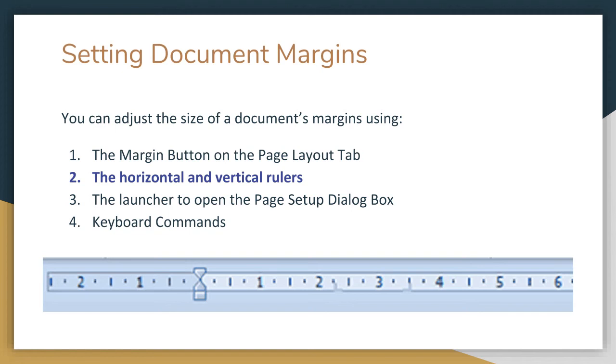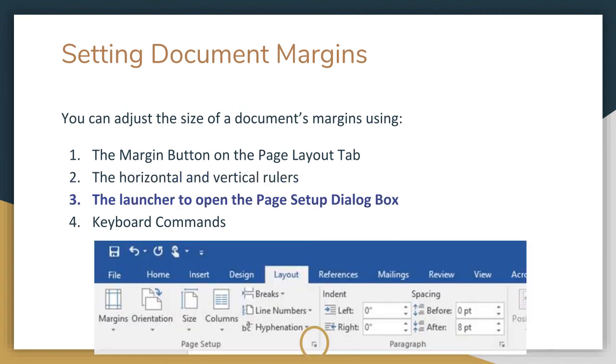Another option is to use the horizontal and vertical rulers. Here's my horizontal ruler. If I move my cursor, it goes from an I-beam pointer to a left and right arrow. If I click and I hold and I move that can adjust my margin. I can move my left margin. I can go and move my right margin. I can move my top margin. And then I can change my bottom margin. So you have to make sure I have the double arrows. So I can change my margins using the ruler.